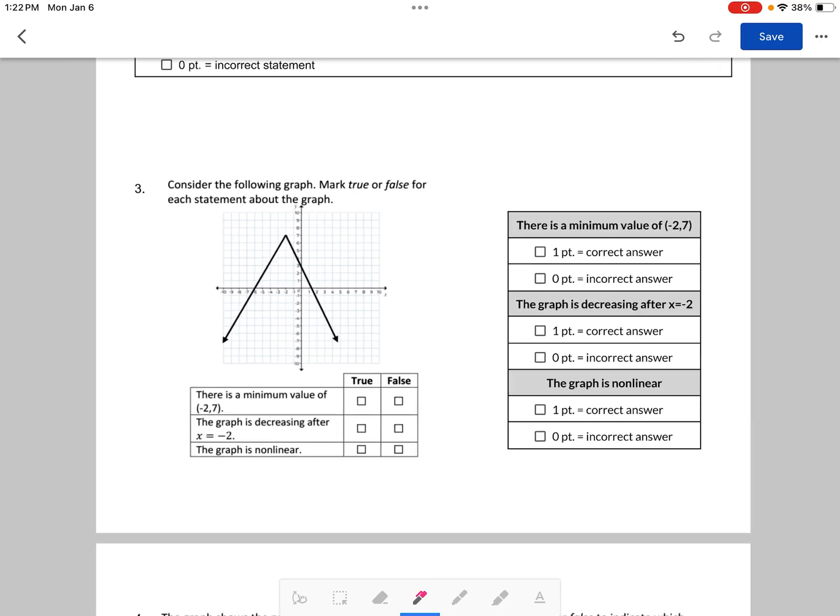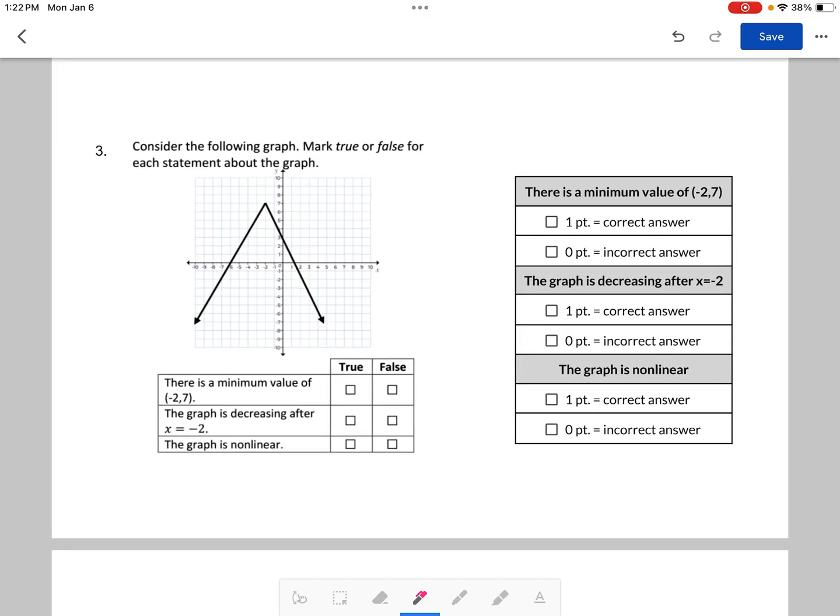Looking at number 3, it says consider the following graph. Mark true or false for each statement about the graph. It says there is a minimum value at (-2, 7). Well, there is a value at (-2, 7), but that's actually going to be our max for this graph. So this is false.